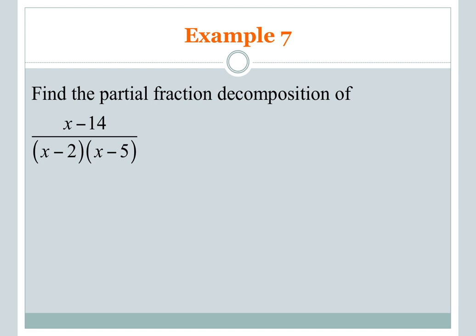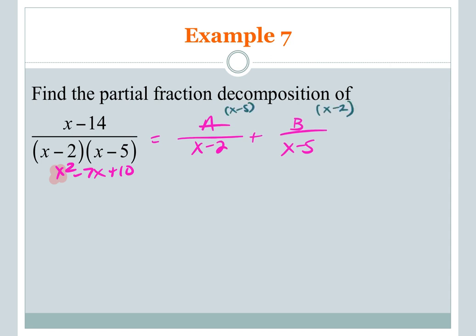All right. So again, it was factored. But if it wasn't, it would have said x squared minus 7x plus 10. And you would have had to factor it. It's always A plus B, right? Yeah. So there's 2 terms. A over x minus 2 and B over x minus 5. A is going to get which denominator? X minus 5. B is going to get x minus 2. So I get x minus 14 equals A times x minus 5 plus B times x minus 2.